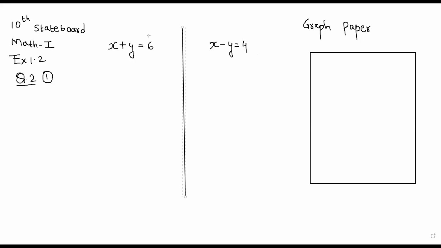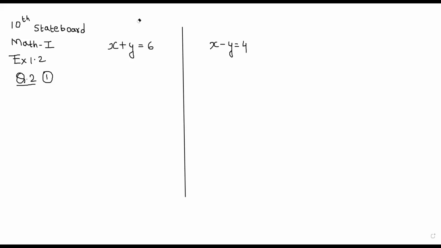So how to solve it? Now here, the first equation is x plus y is equal to 6. We are going to keep any one variable alone on the left-hand side, and we are going to keep y alone. We are going to make it in the standard form. Now, what is the standard form?